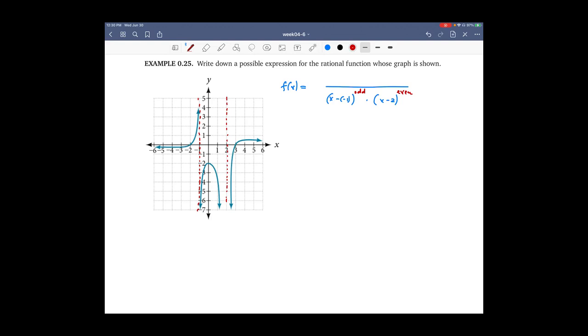Now, what about the roots? The roots are -2 and 3. So we should have in the numerator x plus 2, perhaps in some power, and x minus 3, perhaps in some power. Both roots are crossings, so the powers must be odd in both cases. We should add a constant to allow for some freedom for our function to move at 0.